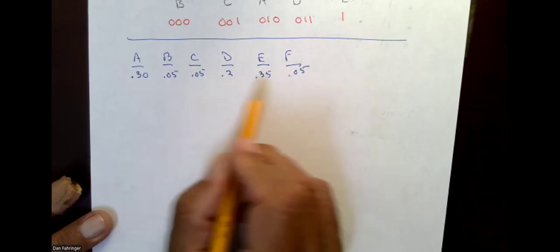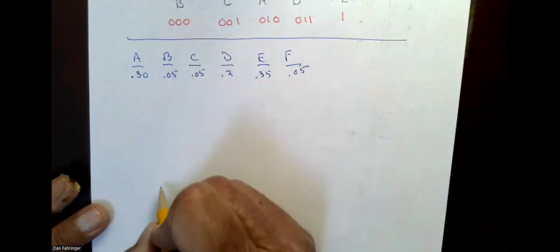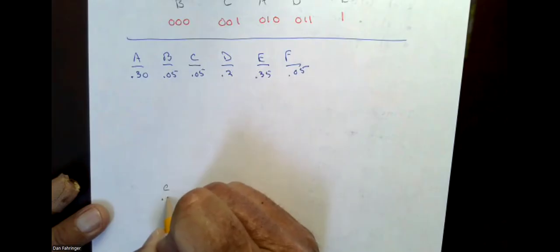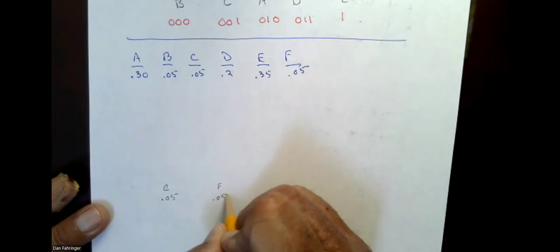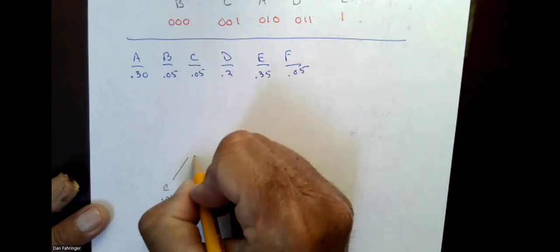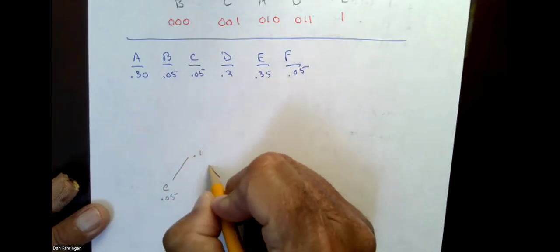But taking a look at it, just for kicks and giggles, we could have done C, which is 0.05, F, which is 0.05, and when they combine, I'd get a 0.1.